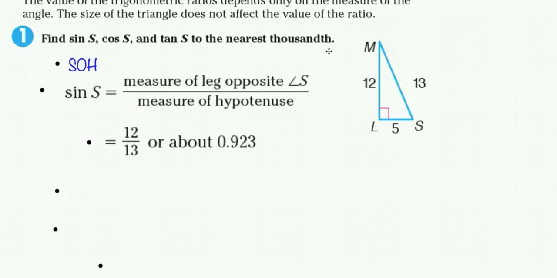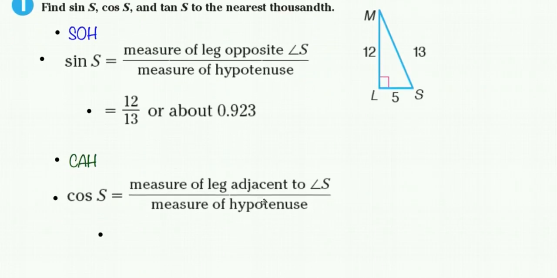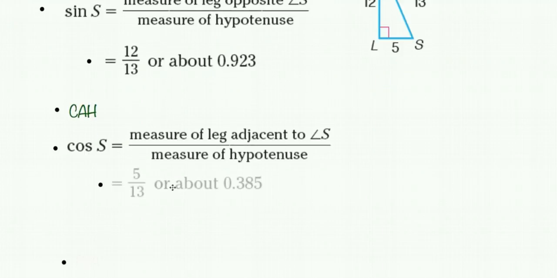Take a look at the cosine ratio. Cosine ratio is CAH, which means cosine, measure of the adjacent leg over measure of the hypotenuse. Adjacent leg is 5, hypotenuse is 13. So we have 5 over 13, or about 0.385.